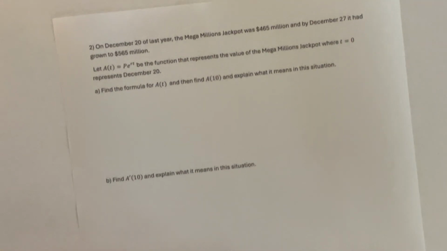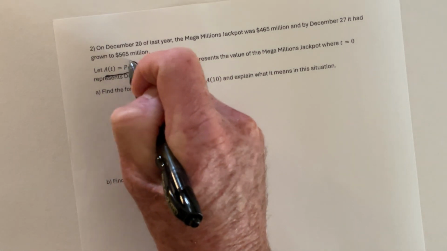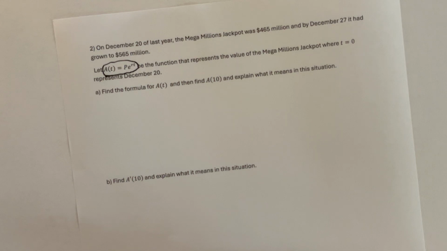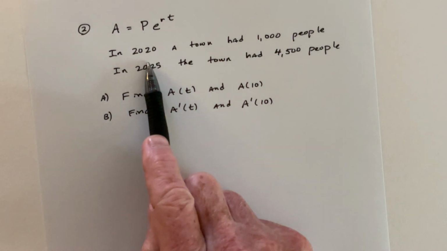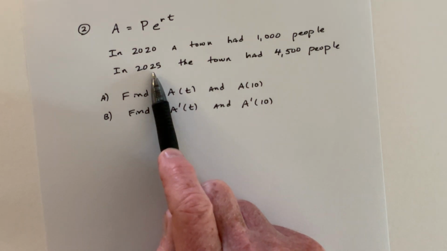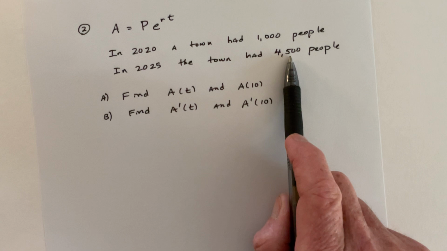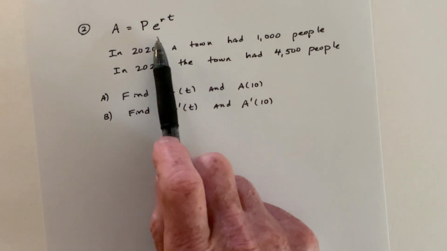And then if you look at the second page, it says to use the PERT formula, or exponential growth formula. So I made up a wonderful little example. It's not the lottery, it's about this town that's been growing. So in 2020, they had 1,000 people. 5 years later, 2025, it's grown to be 4,500 people. Maybe they opened a casino near there or something, but anyway, this town is growing fast. So use the PERT formula.